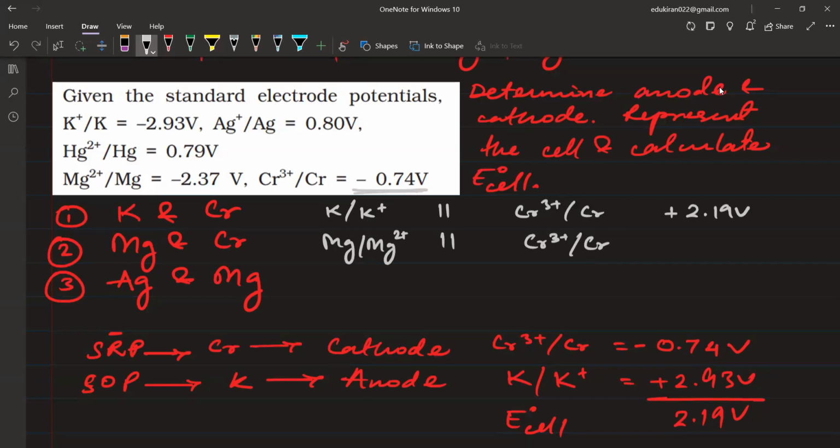Wait a second, guys. This will be 2.93 minus 0.74. 2.37. Sorry, this is 2.37 minus 0.74. This is equal to 1.63. इधर आपका ये गलत है, 1.63 गलत है, otherwise it is fine.